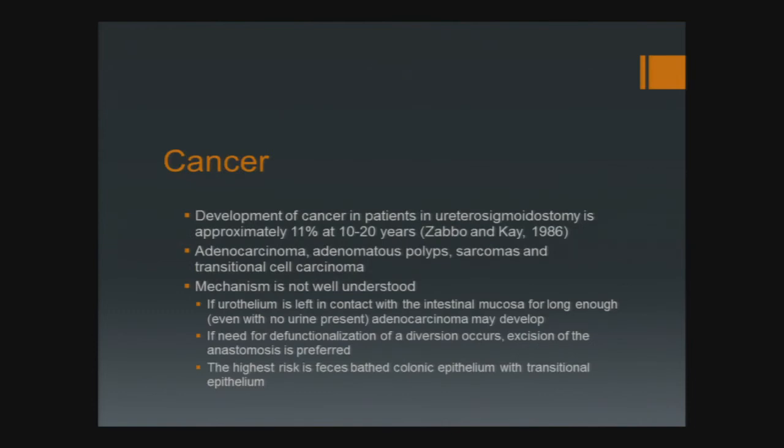I touched on this earlier. I'll just sort of breeze through this again. But again, at the uretero-sigmoidostomy, about a 10% rate at 10 to 20 years of development of an additional cancer, as well as some adenomatous polyps, sarcomas, and TCCs. And again, the mechanism's not well understood. Oh, one thing I should mention is if you're going to defunctionalize a segment for whatever reason, it's important to remember this cancer risk, so you make sure that you excise the anastomosis to try and reduce that risk in the future.